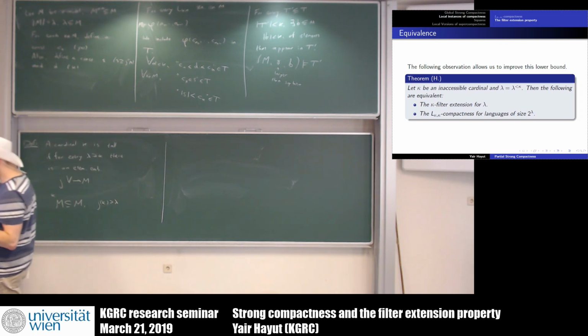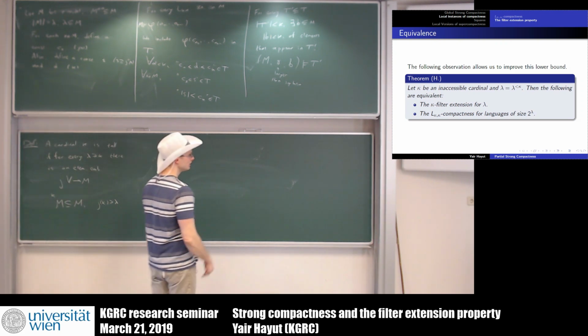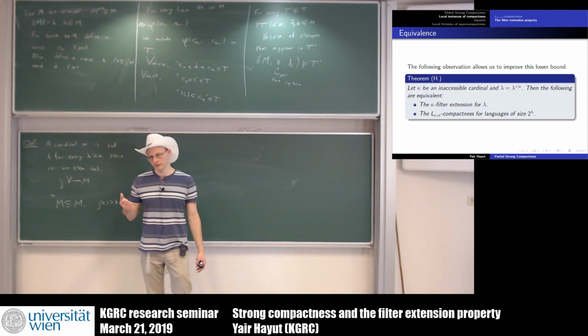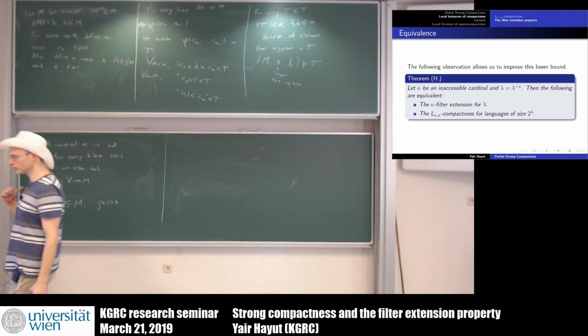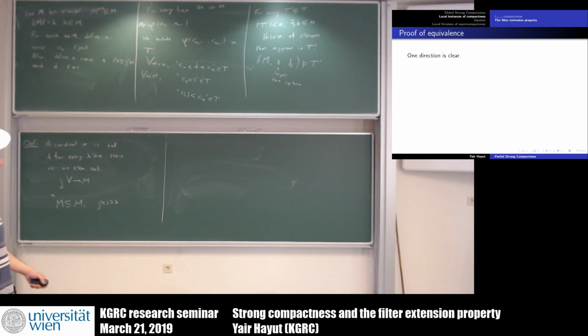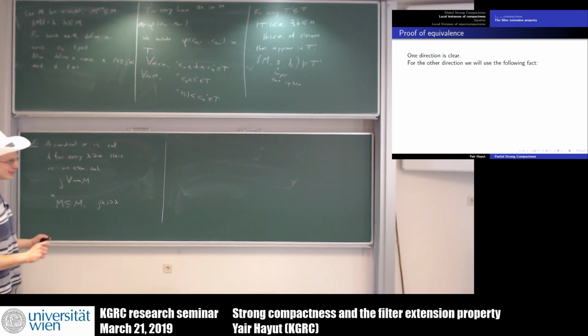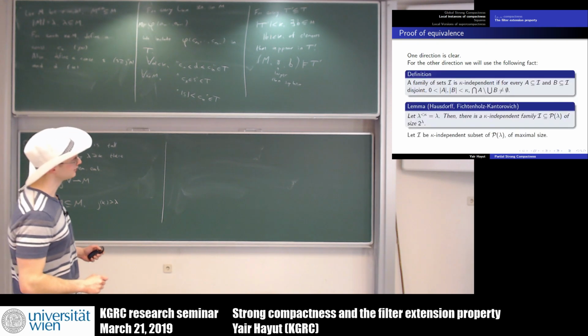If we have L_{kappa kappa} compactness for languages of size 2 to the lambda, then we can basically just plug in all the subsets of lambda as constants and apply the argument that I gave in the beginning for getting the ultrafilter lemma from compactness. So this direction is clear. Yeah, so this is true. One direction is clear. The other direction is slightly more subtle.